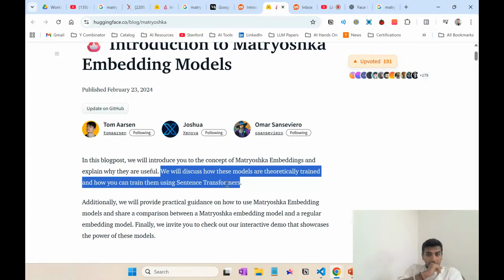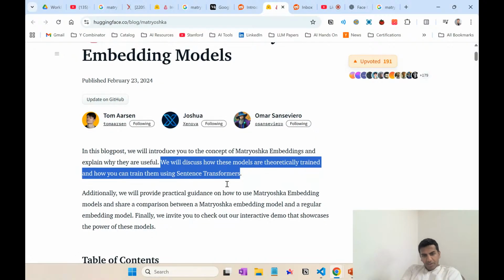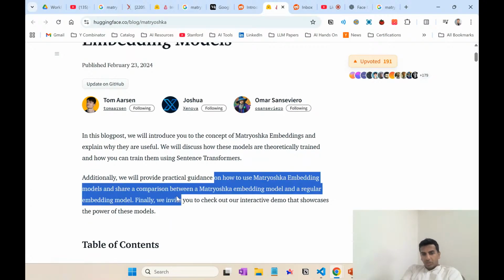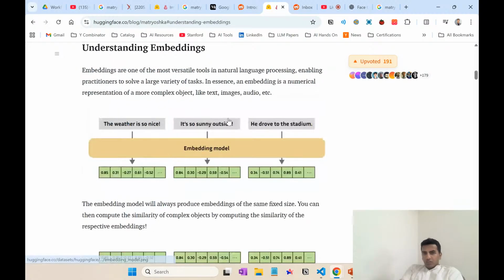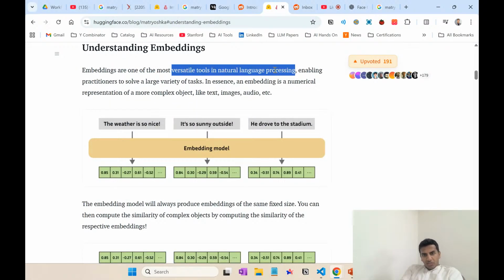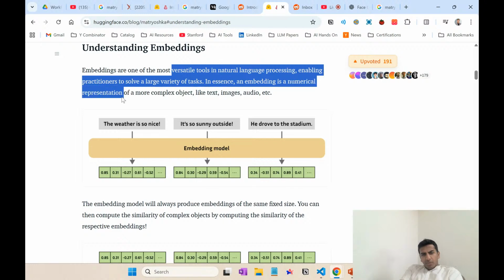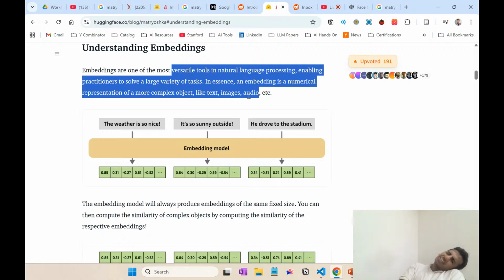We will discuss how these models are theoretically trained and how we can use them with Sentence Transformers. Additionally, we provide practical guidance on how to use Matryoshka embeddings and share a comparison. Embeddings are one of the most versatile tools in natural language processing, enabling practitioners to solve a large variety of tasks. In essence, an embedding is a numerical representation of a more complex object like text, images, or audio. I was also thinking that you are feeding a lot of data and finally creating a compressed state in the model.